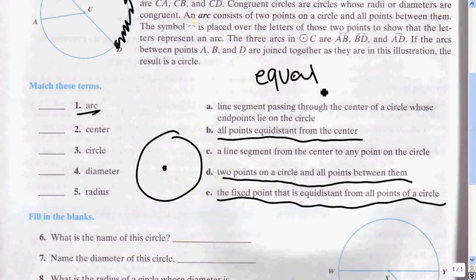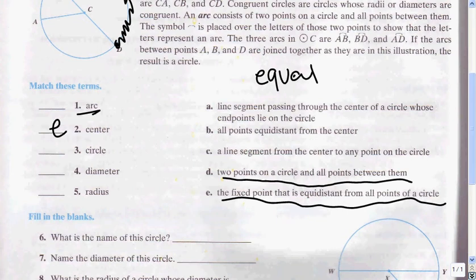Equal is the same distance. So this point, the fixed point, is the center, and it's the same distance from every part of the circle. So that would be E, the center. And then the definition of a circle is all points equidistant from the center. So we have the center and the circle.